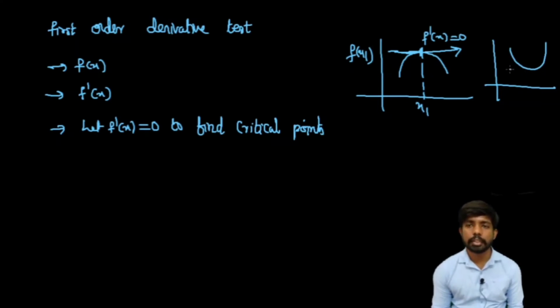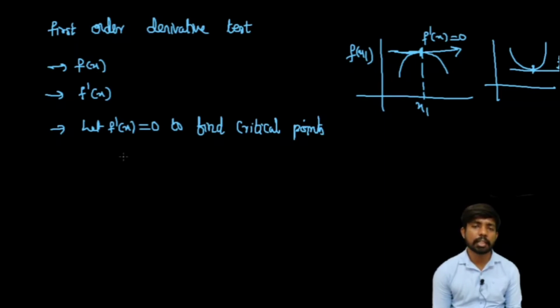If I draw a tangent here, it is parallel to the x-axis, so the slope is 0, that means f dash of x equals 0. For both maxima and minima, we are getting extreme values for the condition f dash of x equals 0, right? So let f dash of x equal 0 to find critical points.